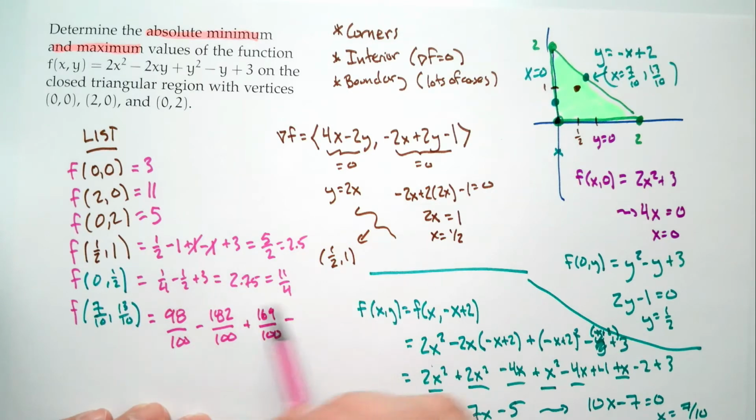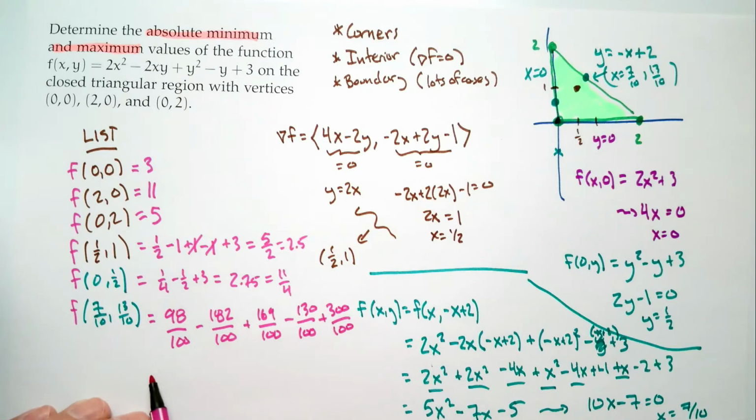Y is minus 13 over 10, but we're going to write that as minus 130 over 100. And 3 is 300 over 100. So I'm just putting things over 100. All right, so let's see.